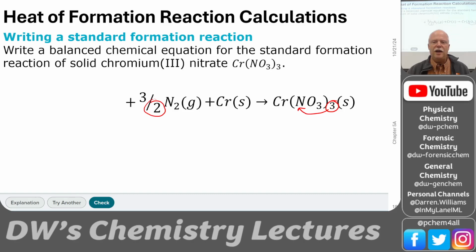Okay, now the oxygen, I've got 3 times 3, so there's 9 oxygens. And so I'm taking an oxygen molecule, I'm only taking half of it, which is 1 atom of oxygen, and I'm multiplying that half by 9 atoms of oxygen. So this gives me 9 atoms of oxygen, 3 atoms of nitrogen, and I've got the chromium, and that makes chromium nitrate. These are gases.